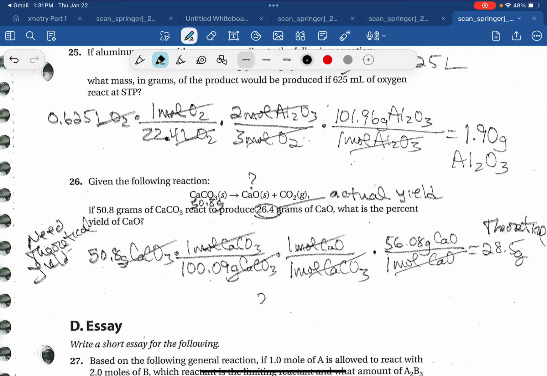So then I'm going to take my 26.4 grams, which was the actual. Remember, it's actual over theoretical times 100. So 26.4 grams divided by 28.5 grams times 100. And I'm getting 92.6%.